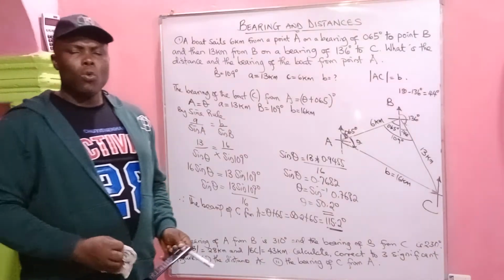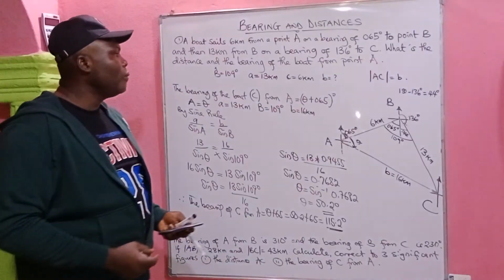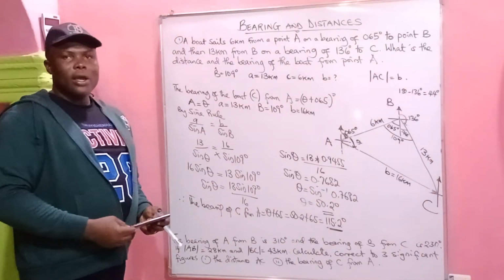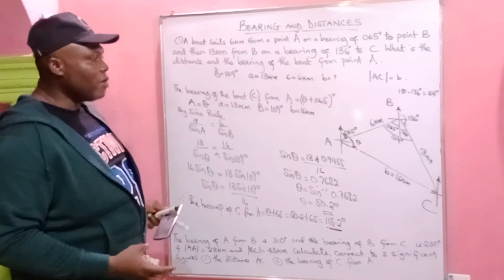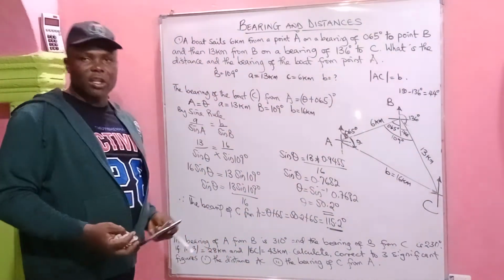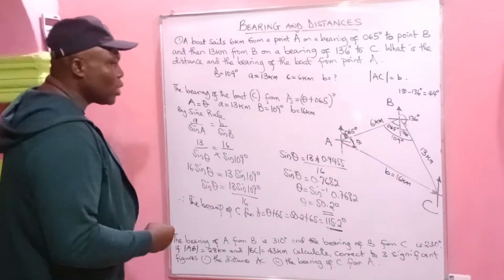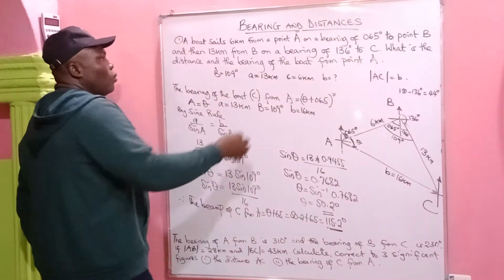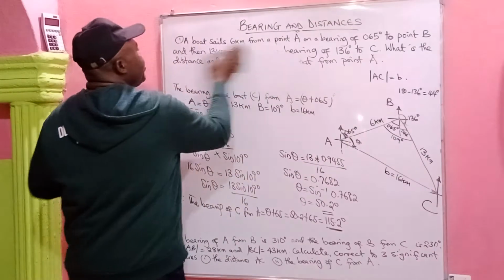All right, so we are going to take another example on how to solve problems that involve bearing and distances using the sine and cosine rule and by the use of the 3 digits. So let's see how we can try a second example. That takes us to number 2.